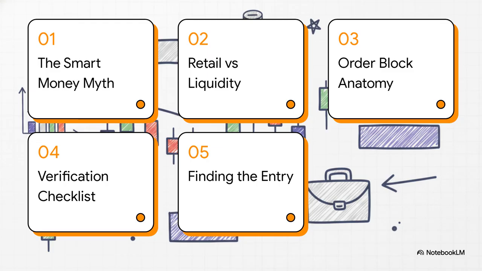We're going to start by debunking the smart money myth. Then we'll contrast retail lines with institutional liquidity, break down the anatomy of an order block, give you a strict verification checklist, and finally, show you exactly how to find the mitigation entry.